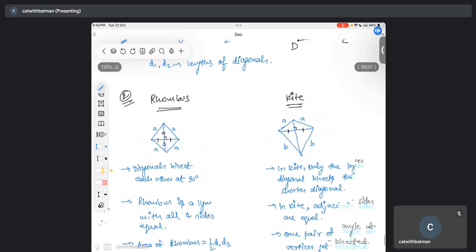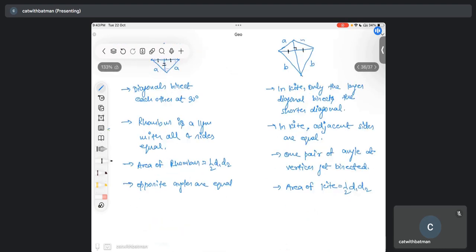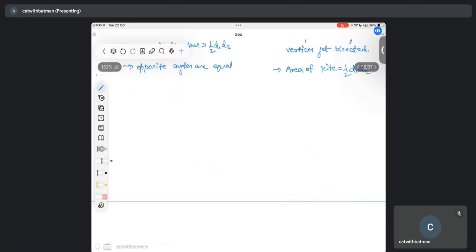Okay, so this was the second point that I wanted to discuss, which is the difference between a rhombus and a kite and what are their different properties that you should know. We will keep coming back onto this, but for now this should be okay.